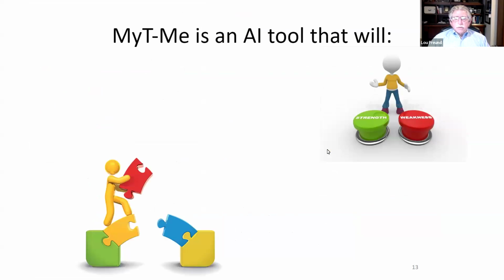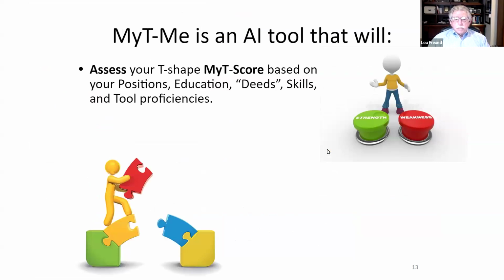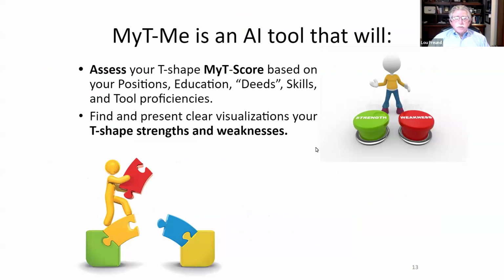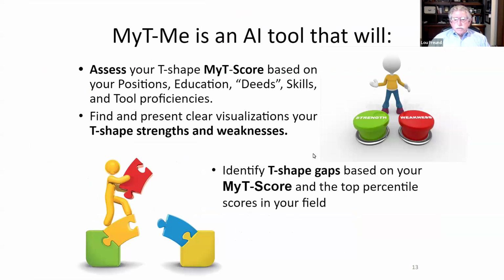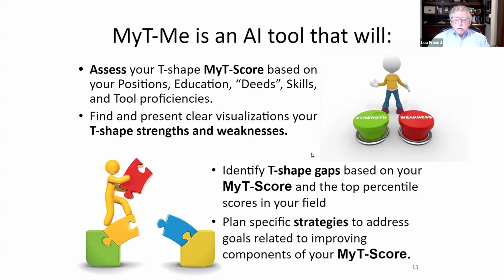MyT Me is an AI tool that will assess your T-shape. Your MyT Me score is based on your positions, your education, your deeds, skills, and tool proficiencies. It'll find and present clear visualizations of your T-shaped strengths and weaknesses. And with it, you can identify T-shaped gaps based on your MyT Me score and the top percentile scores in your field. You can also plan specific strategies to address goals relating to improving components of your MyT Me score.